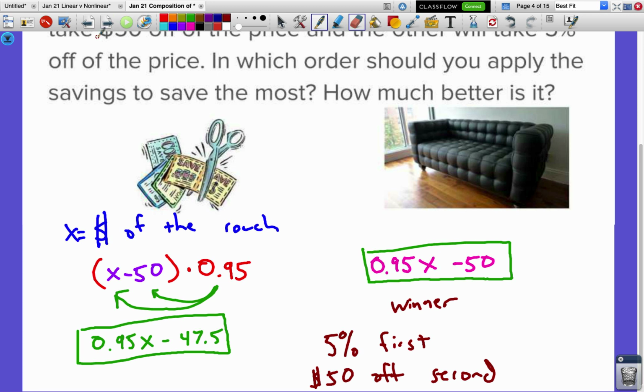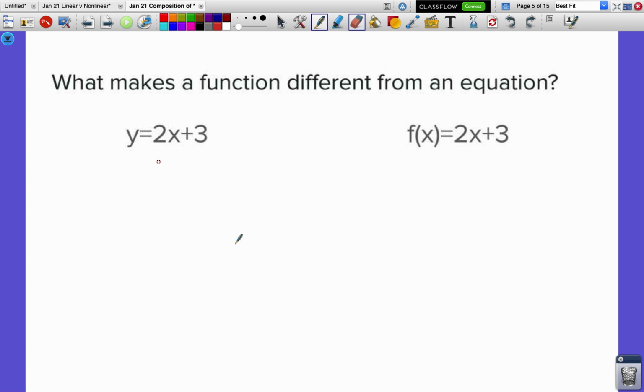So what we're doing here, we could think of these coupons as functions that act on the price of the couch, that take the price of the couch and modify it to be some new price. So that's a really good way to think of functions, like a coupon. What makes a function different from an equation?